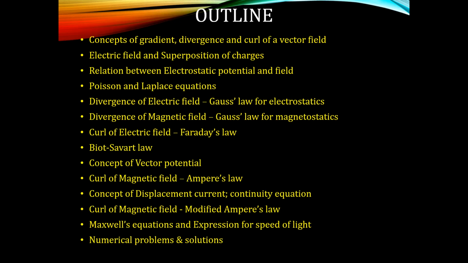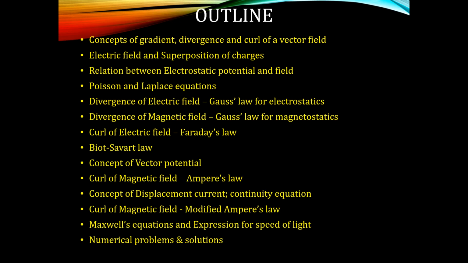applying the electric field using Gauss law, obtaining the Gauss law, which is with the divergence of electric field, and then apply it to get the Poisson and Laplace equations. Next comes the divergence of magnetic field, that's again a Gauss law for magnetostatics. After that we have Faraday's law for electromagnetic induction, which represents the curl of electric field.